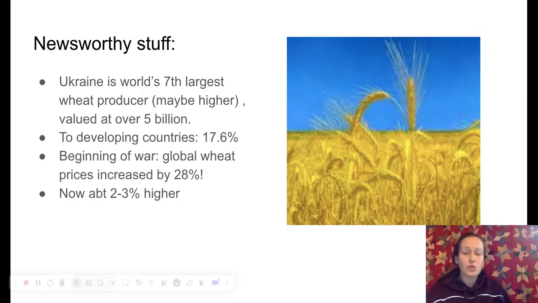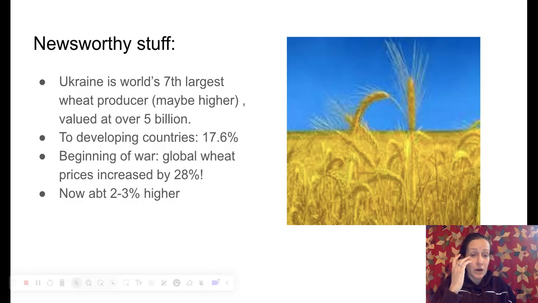The Ukraine is the world's seventh largest wheat producer. That may be higher with the war shift. It might be as high as five. But it exports billions and billions of dollars worth of wheat. Much of that wheat goes to developing countries, who then have to import wheat because they're exporting maybe bananas.